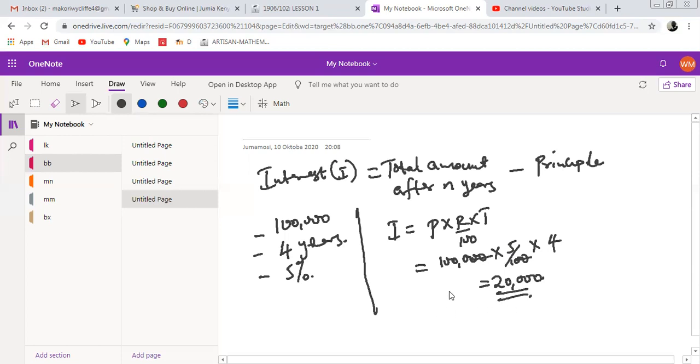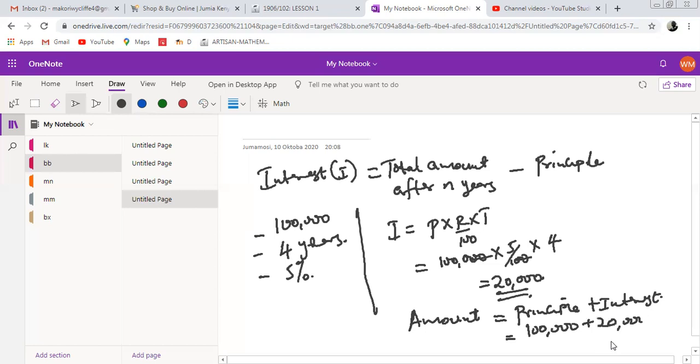That is the interest. And if we were told about the amount here, it is normally the principal plus interest. So you will realize the total amount the person is going to pay to clear that loan is going to be 100,000 that he borrowed plus the interest that has accrued. So the person is going to pay a total of 120,000 to clear that loan. That is actually the amount.